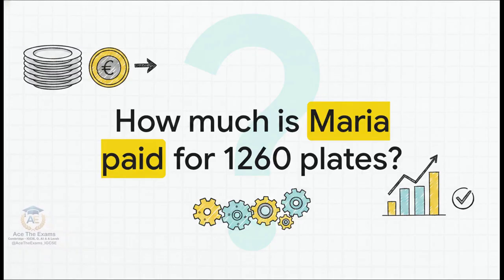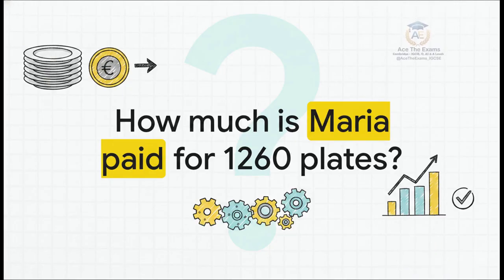Let's apply our strategic structure. First, we need to divide her total output, 1260, by her batch size of 12. That means she produced exactly 105 batches. Then we multiply those 105 batches by her €5 rate, giving us €525.